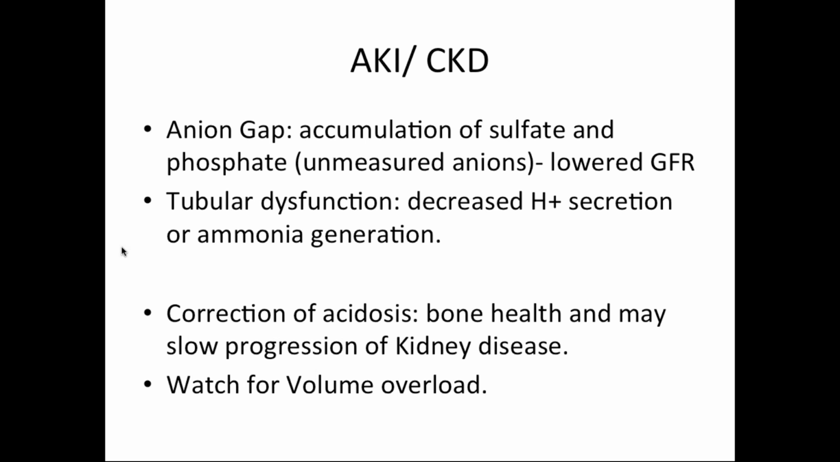So patients who have acute renal failure or chronic kidney disease can have an anion gap acidosis or a non-gap acidosis. It depends on which part or function of the kidney is hampered. If the GFR is the main one with the tubular function being maintained, then you're going to have an anion gap acidosis with the accumulation of sulfate and phosphates, which are unmeasured anions. And if the tubular function is the one which has been hit first, then there's going to be decreased hydrogen ion secretion or ammonia generation is going to be impacted, and so that is going to lead to non-gap acidosis.